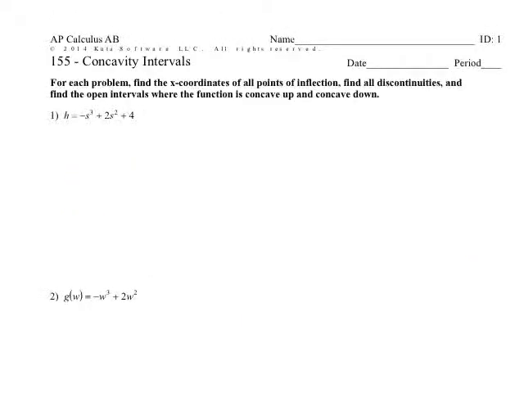Okay, the directions here ask us to do three things. The first is to find all points of inflection. And a point of inflection is going to be a point where the concavity changes. So when it goes from concave up to concave down, or vice versa. It also asks us to find all the discontinuities, and we will combine those two pieces of information to find the intervals of concavity. So let's start with problem number 2.